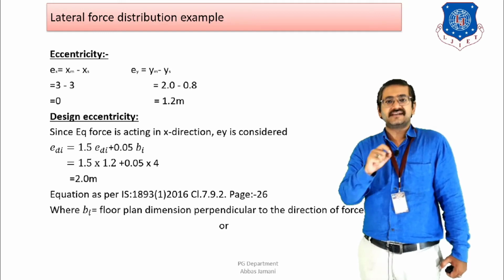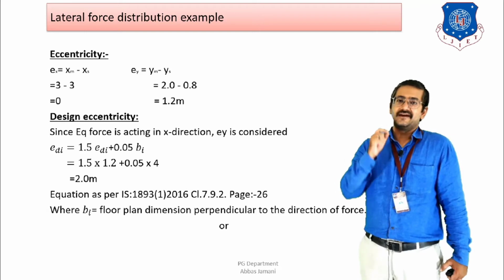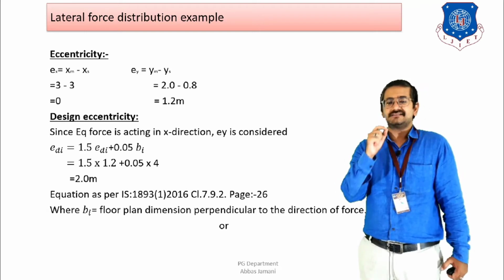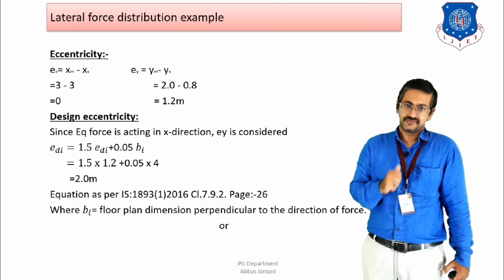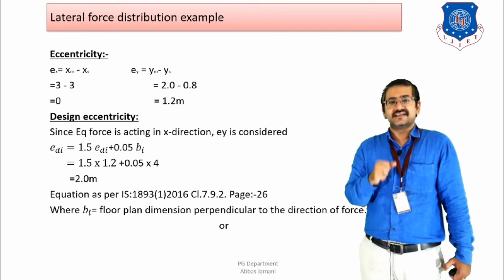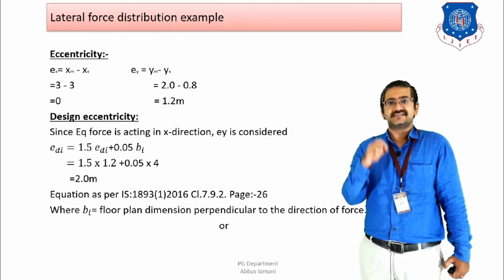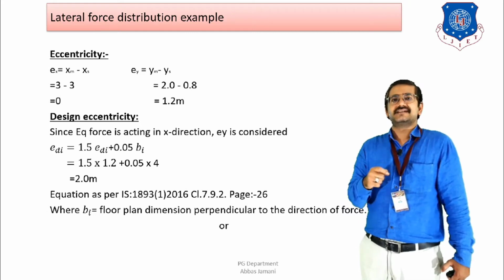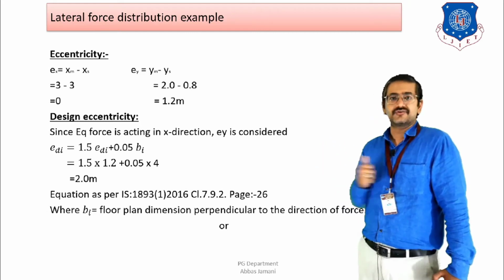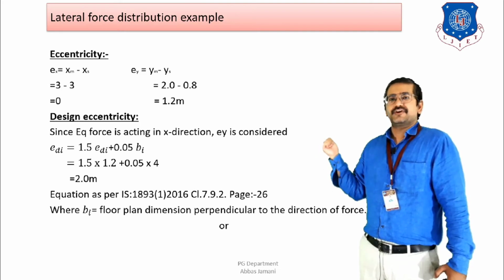So for this eccentricity of 1.2, there will be an additional moment that will be generated, and this additional moment will result in additional forces that will be transferred to the columns over there. So that is what we are going to see. Now based on this eccentricity, the code IS 1893-2016 is telling us to calculate the static eccentricity and the design eccentricity. The design eccentricity formula is given by EDI is equal to 1.5 ESI plus 0.05 BI.